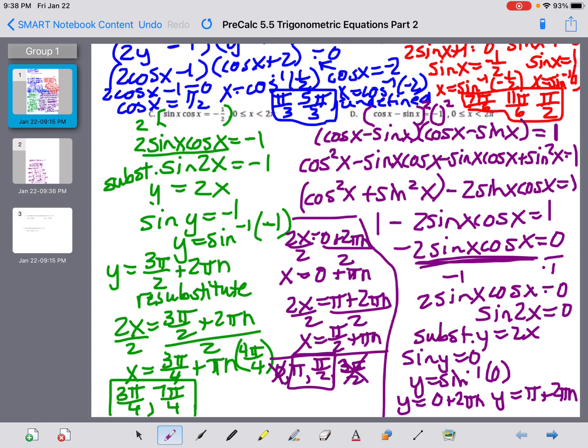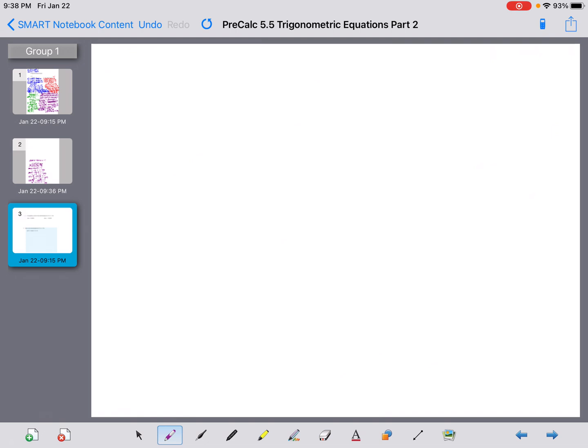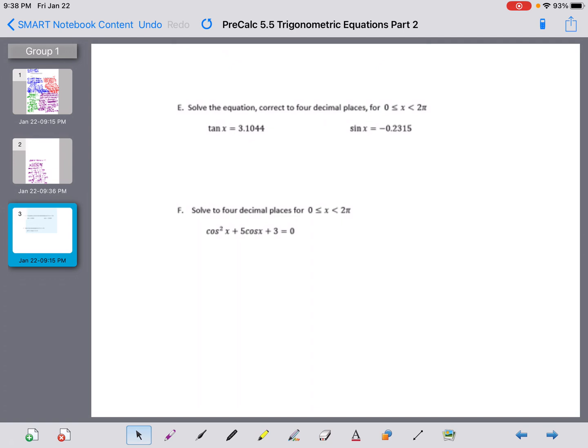All right, back page. It's amazing how long it takes to do one page of notes, isn't it? Okay, calculators out. We definitely need our calculator out, okay? We only have 3 problems left, right? That's not bad. We're going to solve this equation correct to 4 decimal places and anything between 0 and 2 pi.